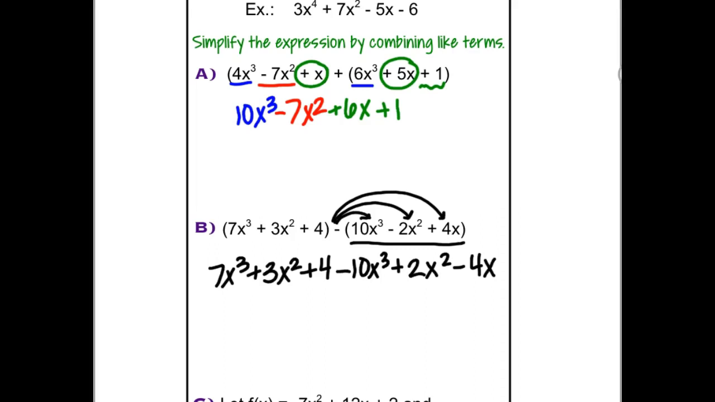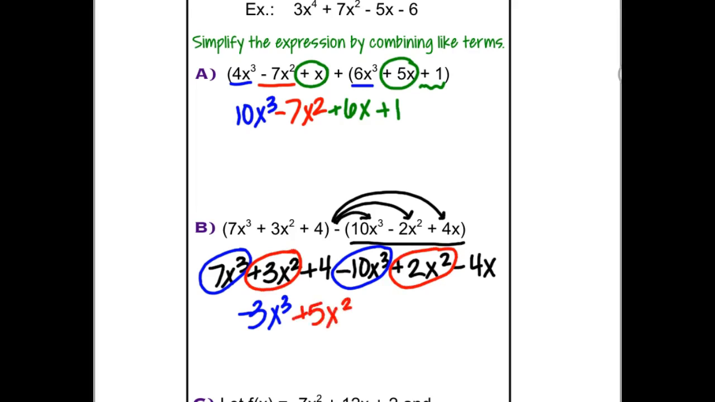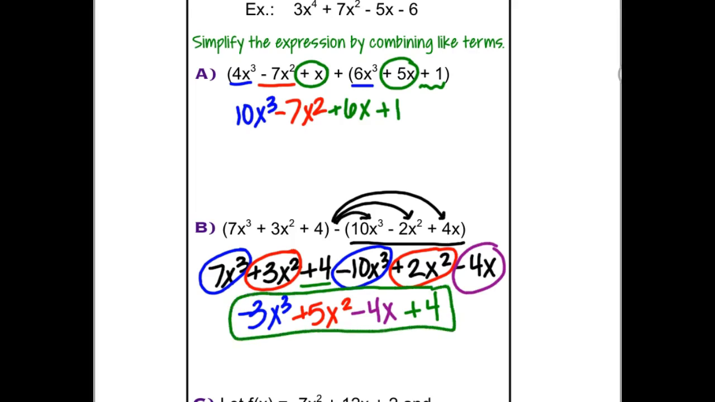Now, standard form, highest variable to the highest power goes first. So we've got 7x cubed minus 10x cubed, which is negative 3x cubed. Then we've got 3x squared plus 2x squared, which is plus 5x squared. Then we've got minus 4x with nothing else. And finally, we have this plus 4 to tag along on the end, which gives us our final answer of negative 3x cubed plus 5x squared minus 4x plus 4.